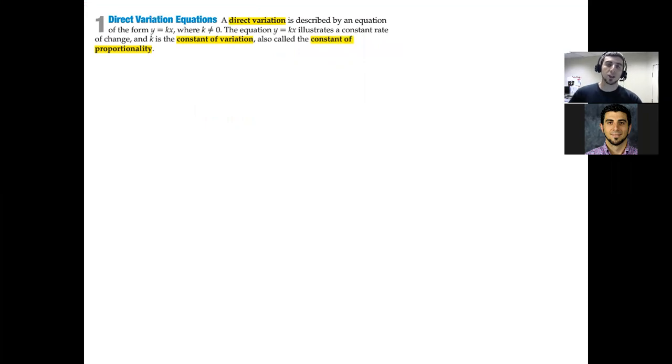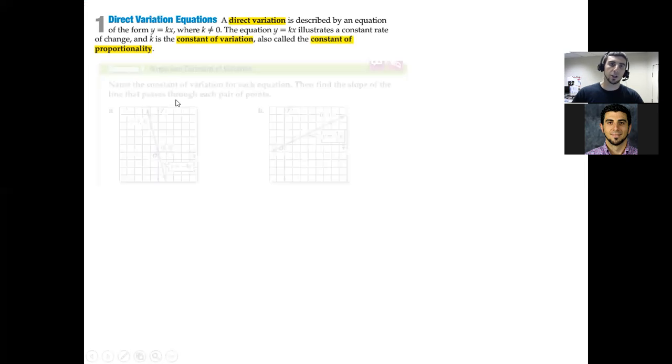A direct variation is described by an equation of the form y equals kx, where k is not 0. Otherwise, it would just be y equals 0. So the equation y equals kx illustrates a constant rate of change, and k is called the constant of variation, and it's also called the constant of proportionality. So constant of variation and constant of proportionality are talking about the same thing. It's the number in front of x in the direct variation equation.